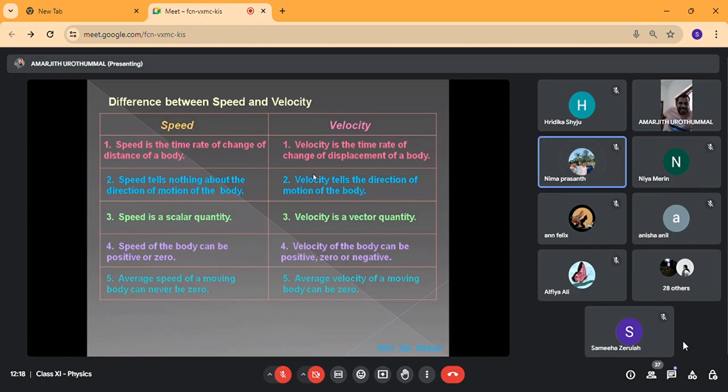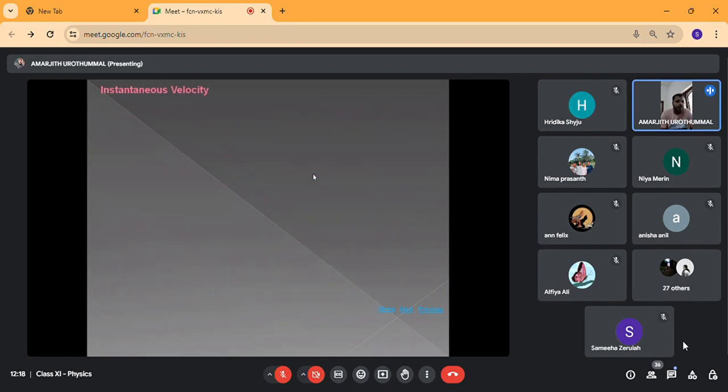Zero. Exactly zero, because total displacement is zero. Started from A and finally came back to A, so total displacement is zero. Total displacement zero means the average velocity will also be zero. So that is an important point: average speed of a moving object cannot be zero, whereas average velocity of a moving object can be zero.